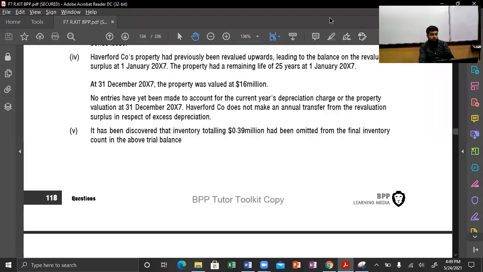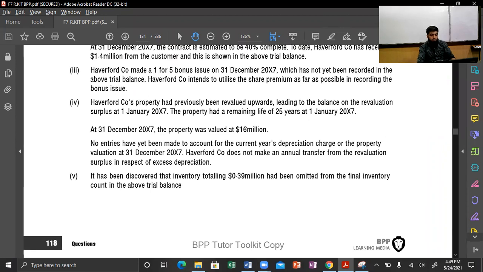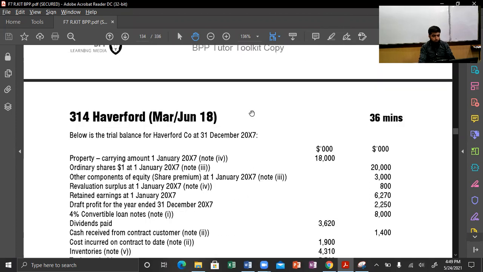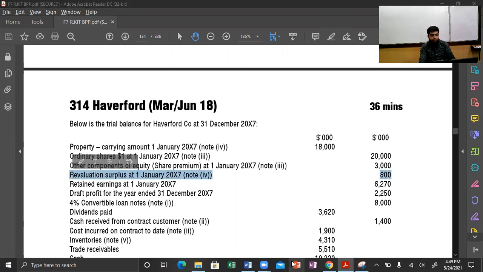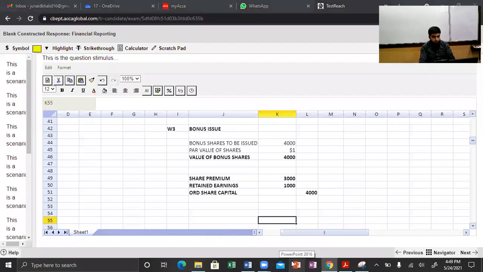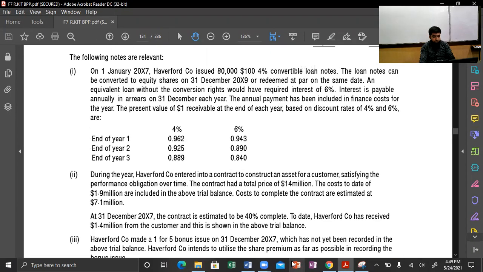Let's move on to another adjustment, that is adjustment number four. Company property had previously been revalued upward, leading to a balance on the revaluation surplus at 1st January. Definitely, there is going to be some revaluation surplus. Yes, there is a revaluation surplus, and the amount is 800.